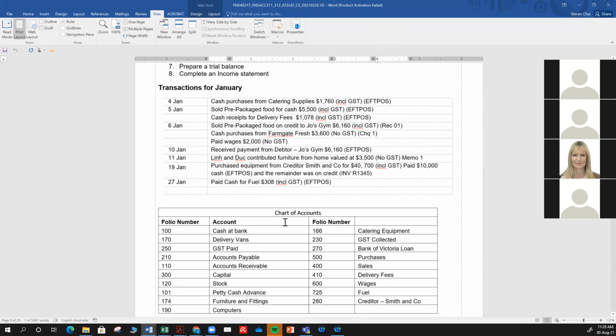Okay, 6th of January. That will be your journal 3, and this is your journal 4. Sorry, guys. Now we are talking about 6th of January. There will be 3 journals again. Opening balance is journal 1, 4th of January, journal 2, 5th of January, journal 3, journal 4. Now we talk about 6th of January.